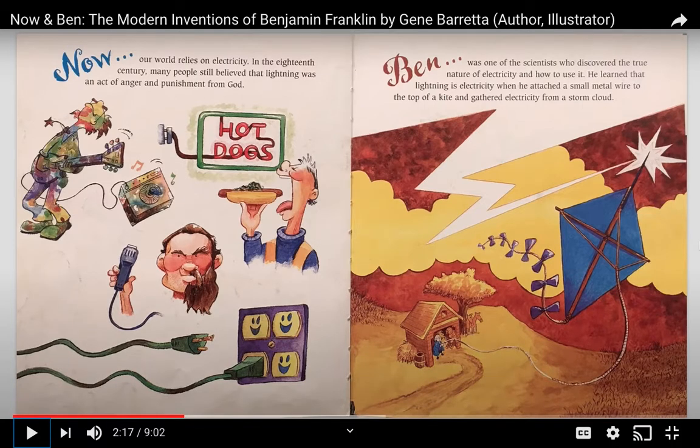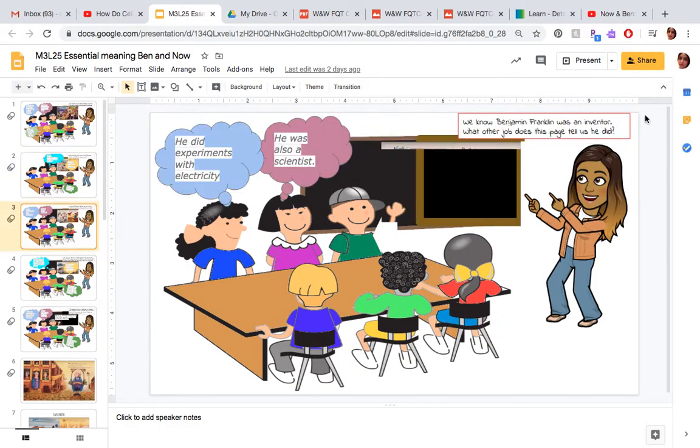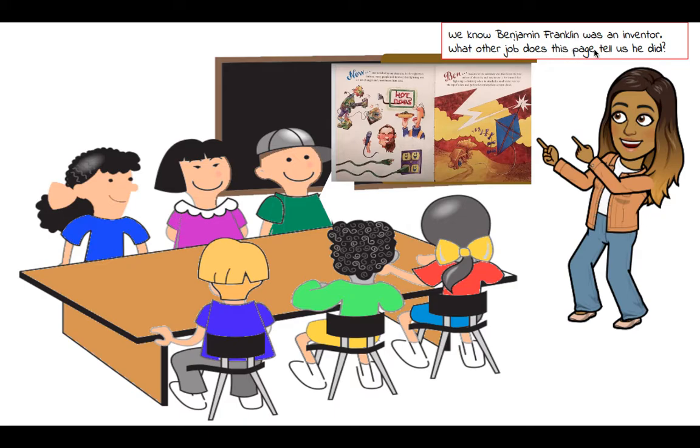So Miss G's going to go back to our class again and ask the question. We know Benjamin Franklin was an inventor. What other jobs does this page tell us he did? So we know he was an inventor because he invented things, right? Like he invented that cartoon for the newspaper. He invented bifocals, right? We learned that, and the long arm.